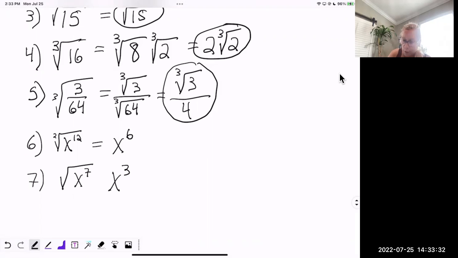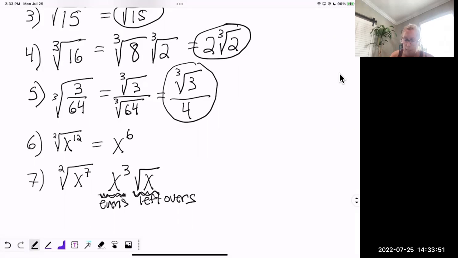So what do you do with a leftover? You keep it under the radical. This is what I call my evens, and this is what I call my leftovers. It's not a math term at all. So anything that can divide evenly comes out, and anything that's left over stays under the radical.